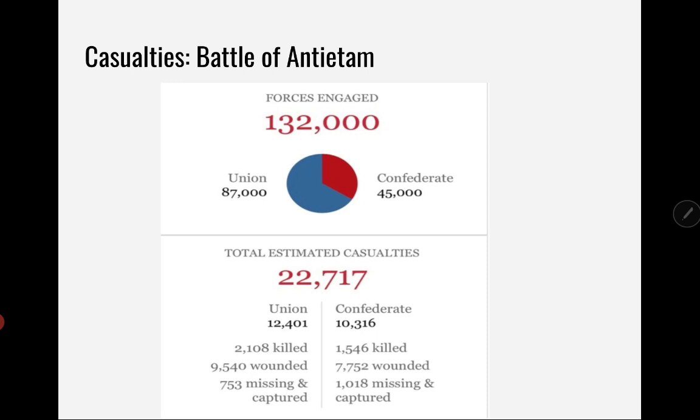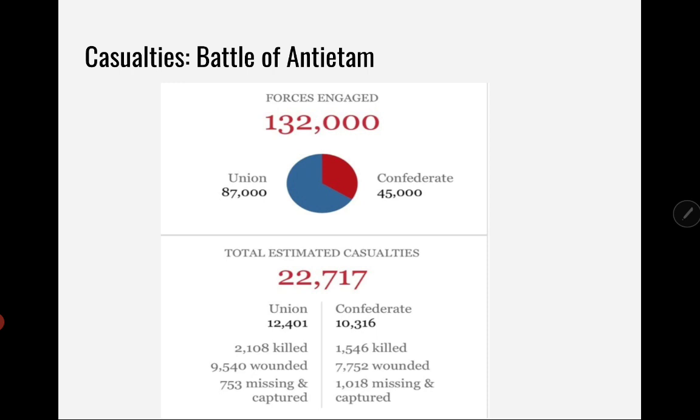If you look at the number of dead, you would not say this was a Union win. There are 12,000 Union deaths and 10,000 Confederate deaths. But remember, the North has twice as many people as the Confederacy. This is a much bigger hit for the Confederacy. This is a huge amount of people in their army. And so, although the number of Union dead are huge, it is not as big of a hit as it was to the Confederacy. And so Antietam is considered a Union win.